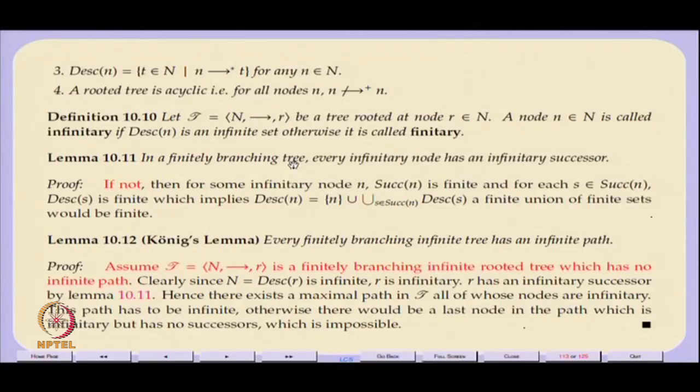So, one simple lemma that we have is: in a finitely branching tree every infinitary node has an infinitary successor. You can think of these next two lemmas as essentially some kind of pigeonhole principle generalized to infinite trees. Let us look at the standard pigeonhole principle. It is usually defined for finite sets, and you essentially say that if there are n plus 1 balls to be distributed in n boxes, then there is at least one box which has 2 balls, right.